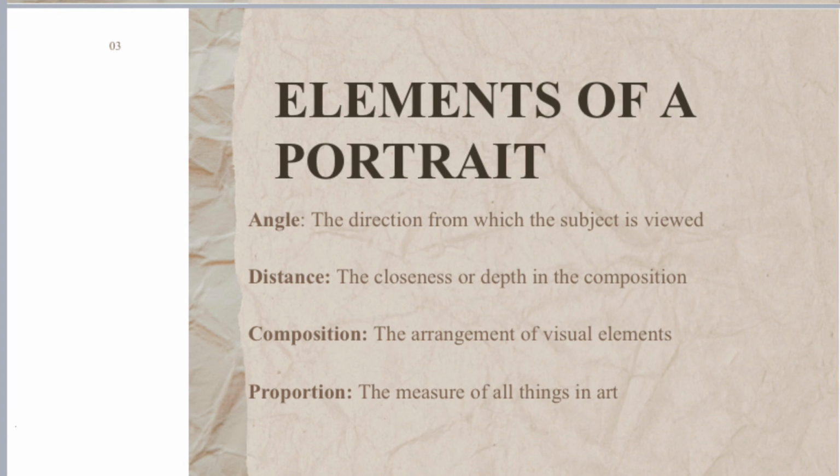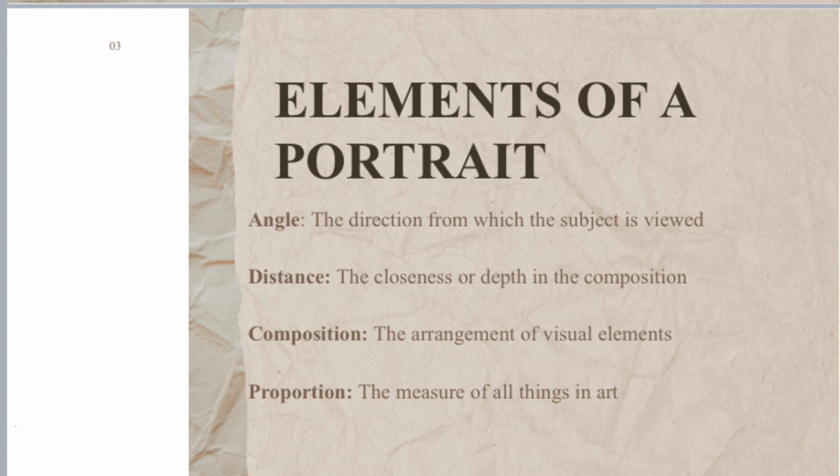So, when we look at a portrait, there are specific elements artists consider to make it impactful. The first one is the angle, which refers to the direction from which the subject is viewed. A direct gaze or profile view can dramatically change how we perceive the subject. Second, distance. This is about the closeness or depth in the composition. Is it a close up, a waist up, or a full body shot? Each choice affects the intimacy and detail conveyed.